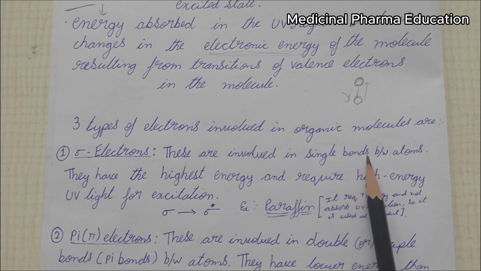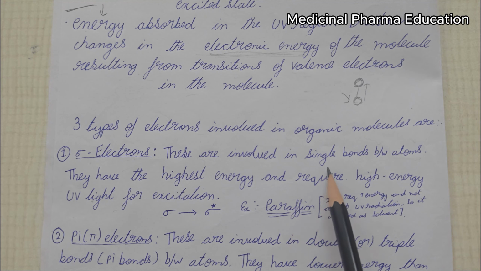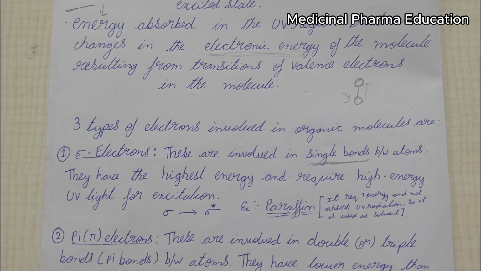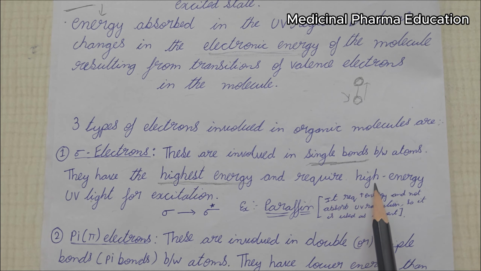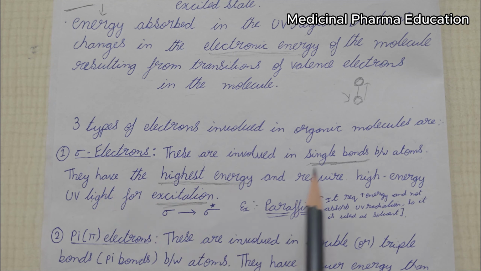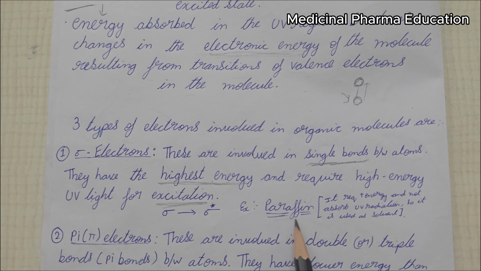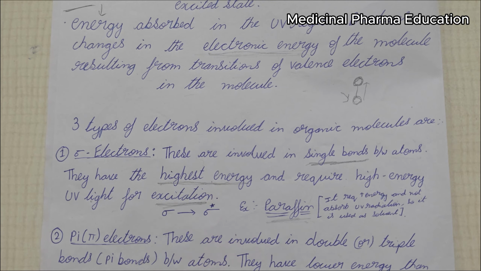They are involved in single bonds between atoms. As you know, the sigma bond is involved in single bonding between atoms. They have the highest energy, and require high energy of UV light for excitation. Sigma bonds have high energy and require high energy of UV light for excitation. Example, paraffin. The sigma bond occurs only in saturated compounds, because saturated compounds are single bonded compounds.